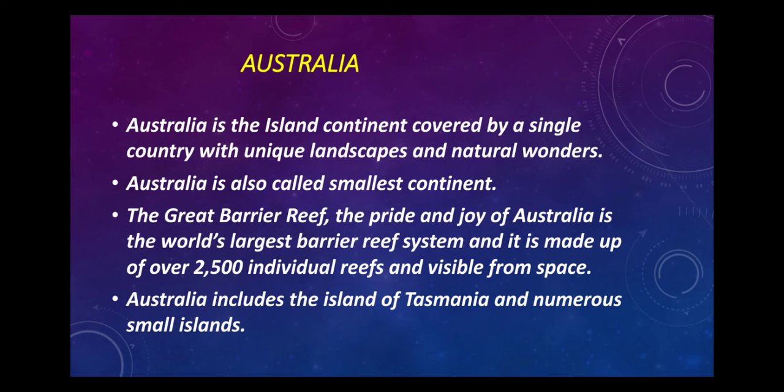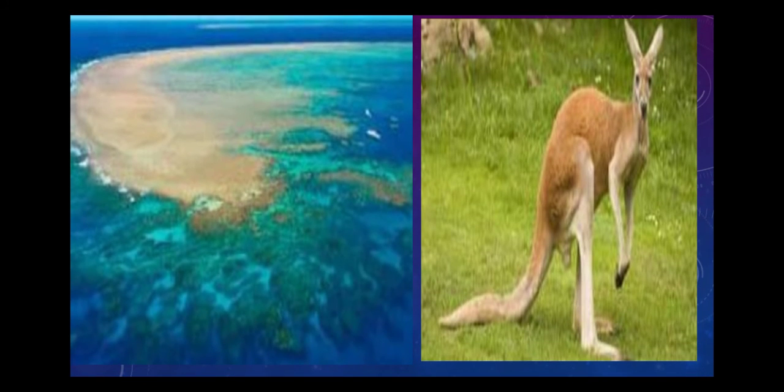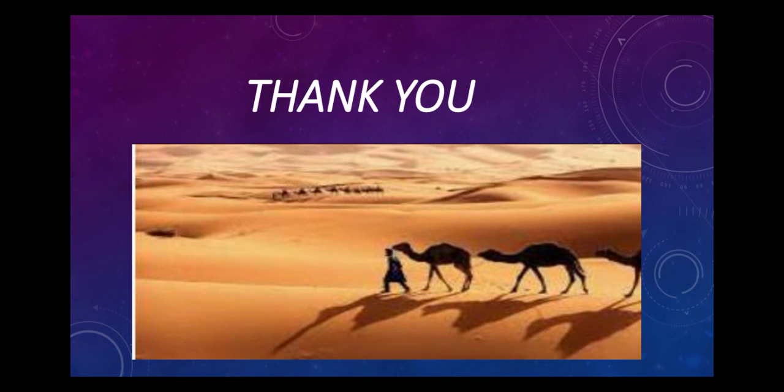Shall we recall the lesson, children? This is a picture of the Great Barrier Reef and the animal found in Australia, the kangaroo. In this lesson, we learned about the seven continents. The total land on the earth is formed of seven continents of various sizes. The names of the seven continents of the world are Asia, Africa, North America, South America, Antarctica, Europe and Australia, and some countries in the continent.